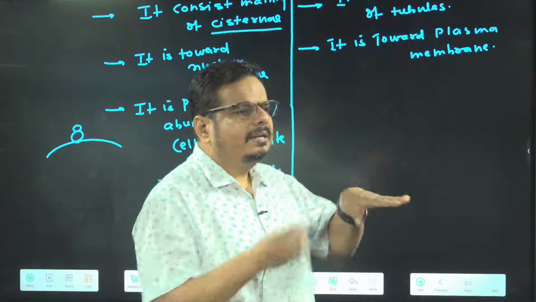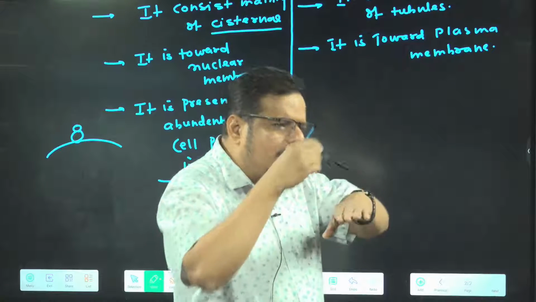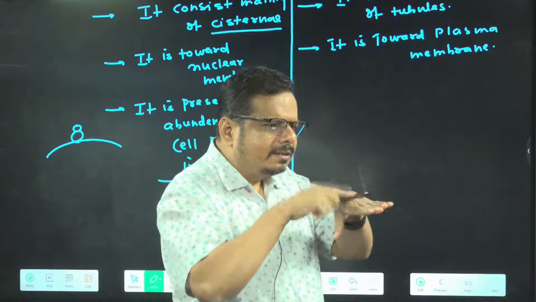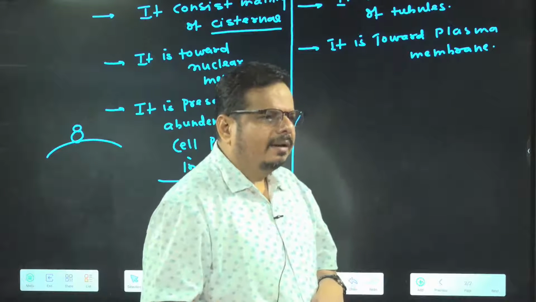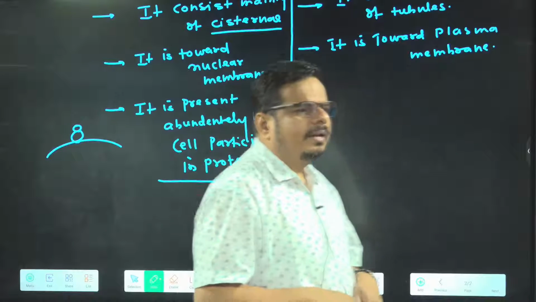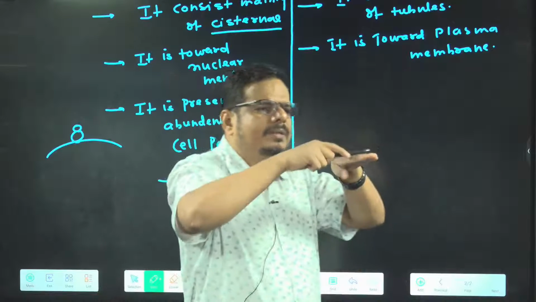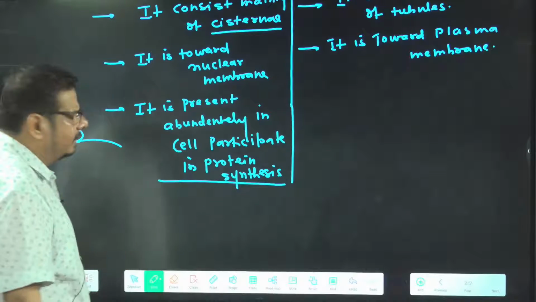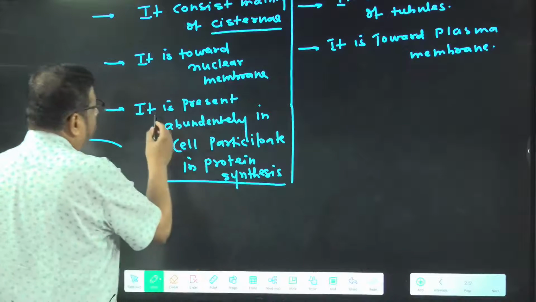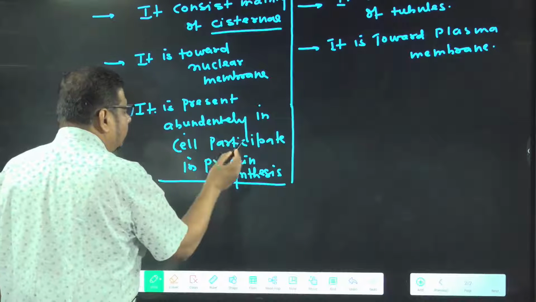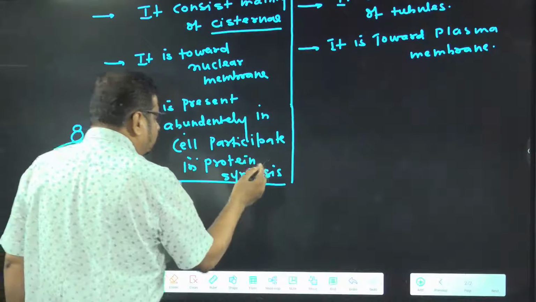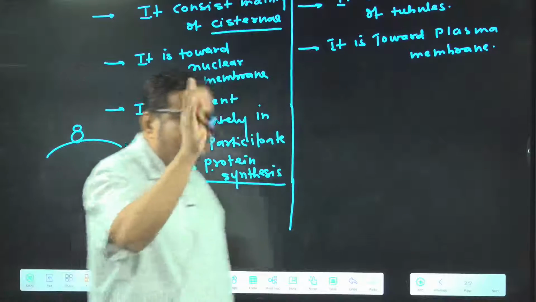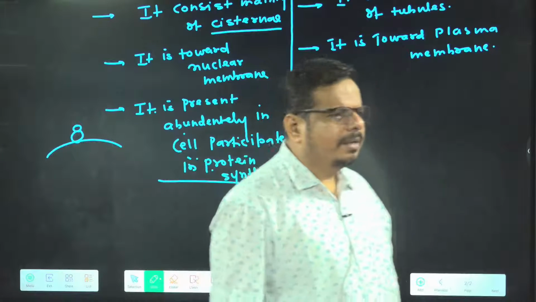Why are we saying ER? Because ribosome is present on the surface of ER. So who is giving the sitting space for ribosome? ER. Able to understand? So wherever RER is there, ribosome will be present. Is it clear or not? So that is the reason I am writing here: it is present abundantly in cells that participate in protein synthesis. ER itself does not synthesize a protein. Many times people get confused.